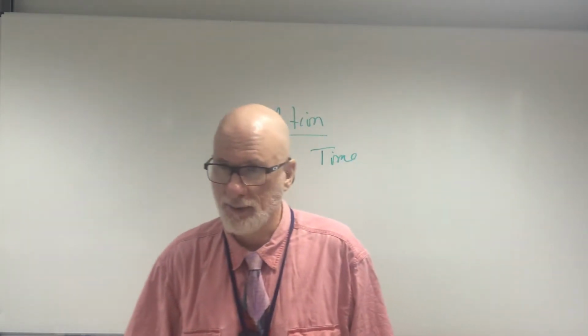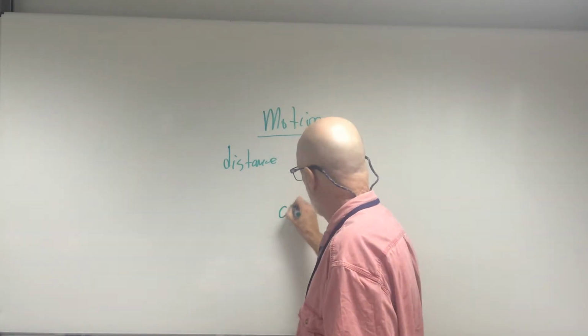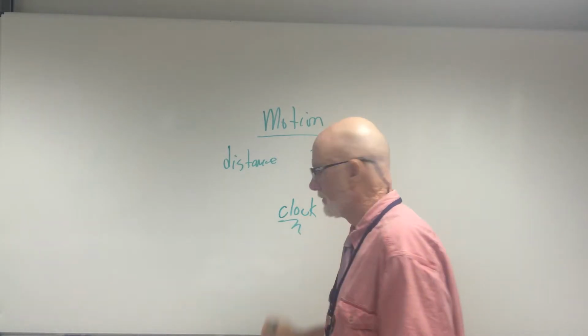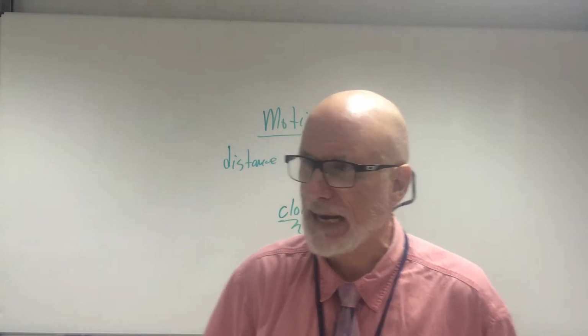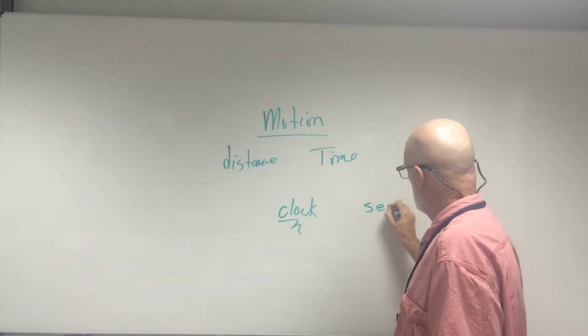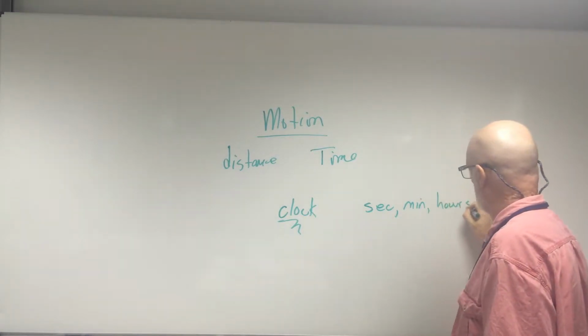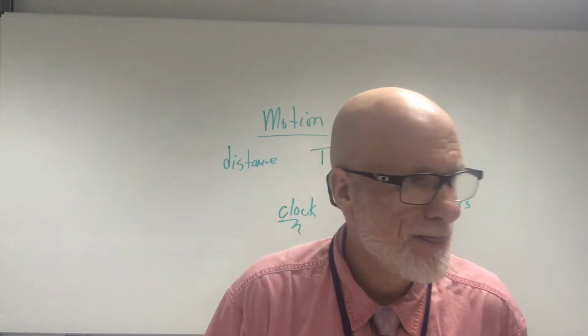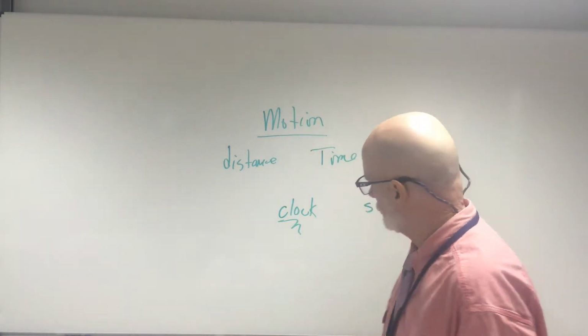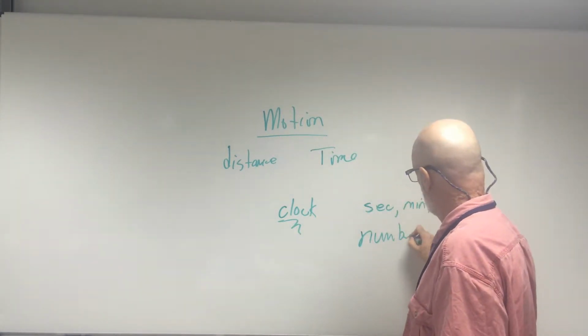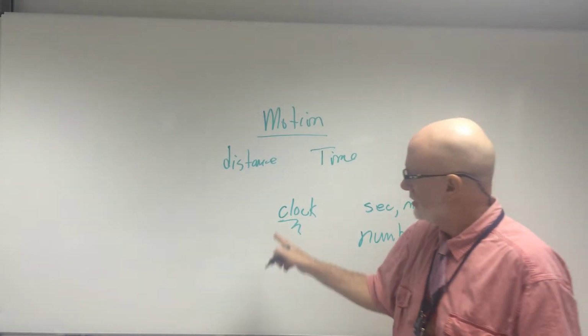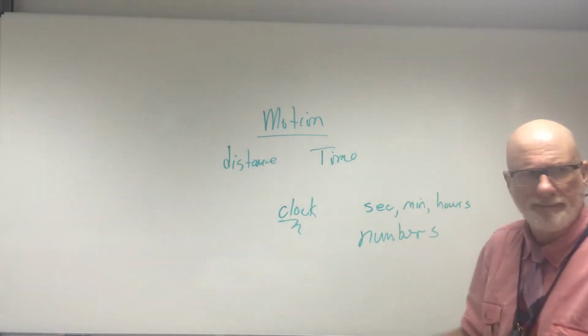Now what I want to do is talk about time. When you talk about time, what's the first thing to pop into your mind about time? Yes? A clock. Excellent. We like that. A clock. What else? Yes, Bea. Seconds, minutes, and hours. Seconds, minutes, hours. Excellent. What else? Yes. Numbers. I like that. Numbers. Clock, seconds, minutes, hours, numbers. What else?